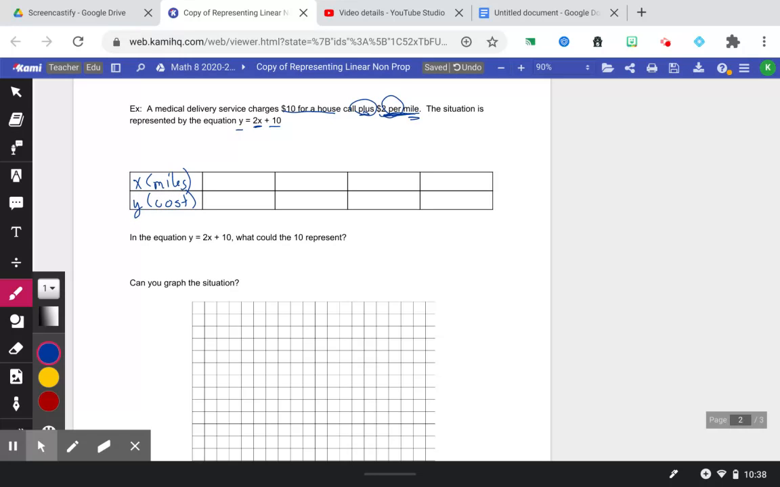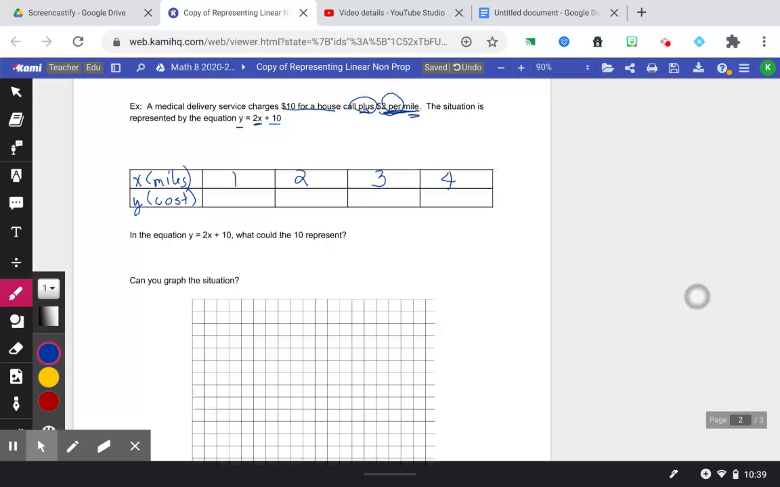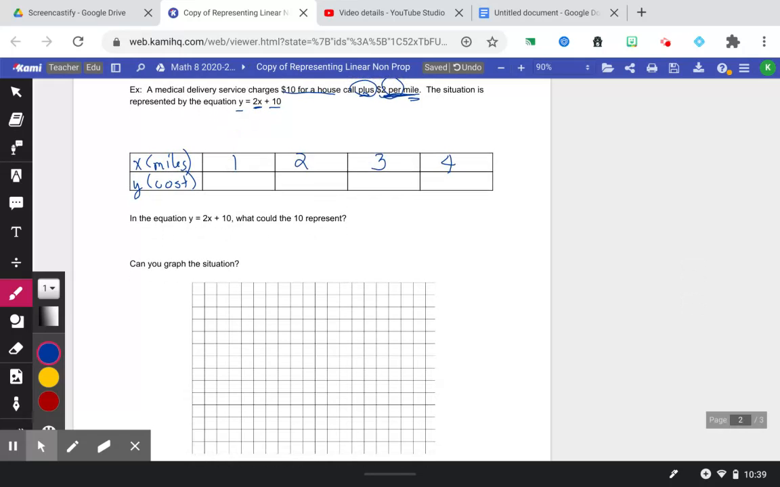All right. Now let's get some data. If the delivery truck delivers something 1 mile away, 2 miles away, 3 miles away, and 4 miles away, what would those costs be? Just like the last one, to figure out the cost for 1 mile, I'm just going to plug in 1 for x and solve that. So it would cost $12.